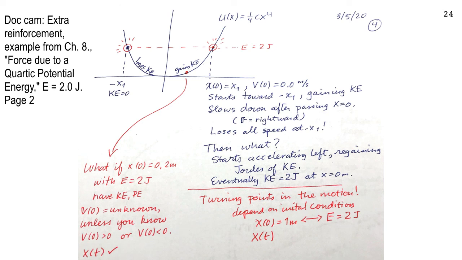Okay, so if you know either one of these, you know at least, even if you start somewhere else, I mean, you could start here. Actually, that's a good question. What if you start at 0.2 meters with total mechanical energy equals 2 joules still, right? So if you start right about there, at 0.2 meters, what happens then? What's going to happen to it? Is it going to have some kinetic energy?